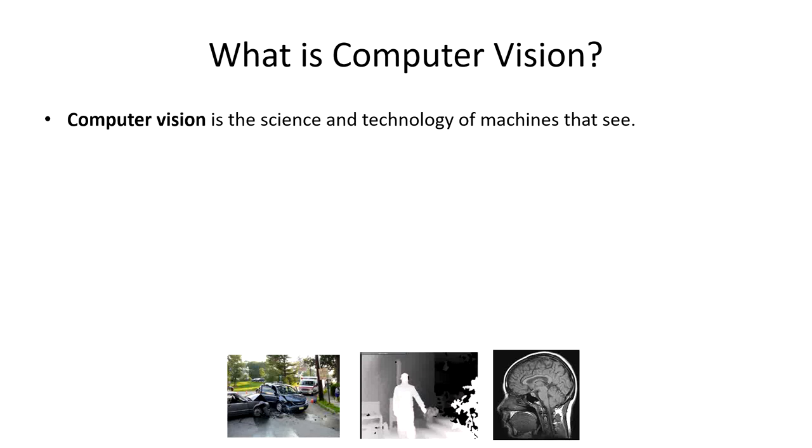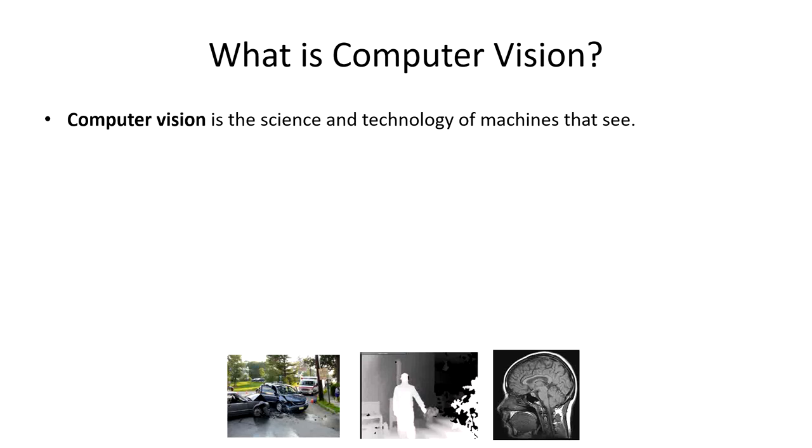Hello, in this first lesson, I will explain a bit of the foundation of computer vision, what the main components of computer vision are, and how we can utilize the computer vision concept in order to solve some real world applications. So first things first, computer vision is the science and technology of machines that see.